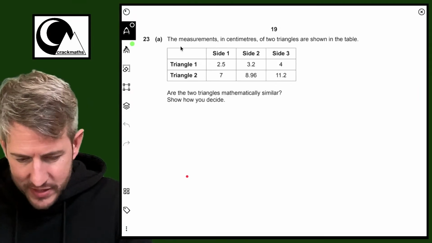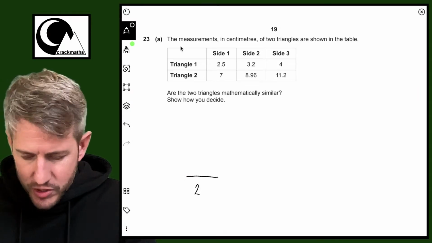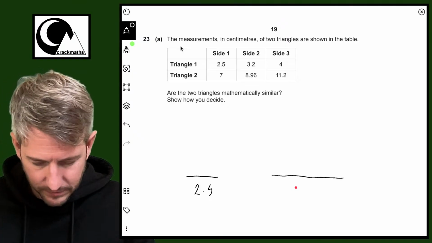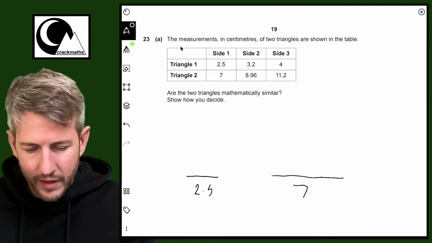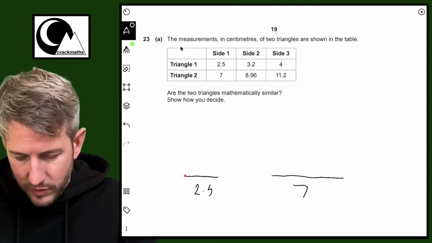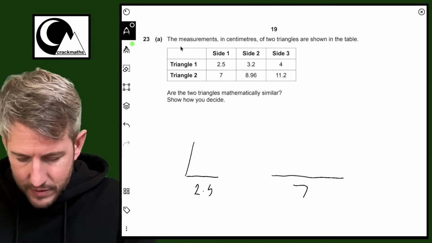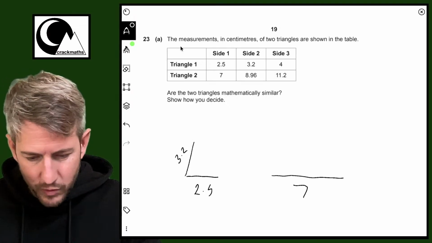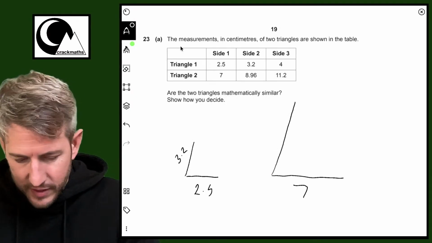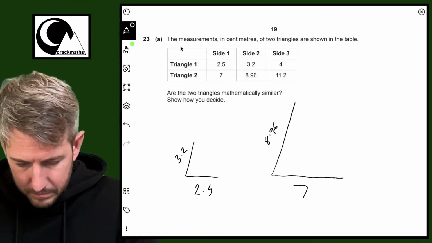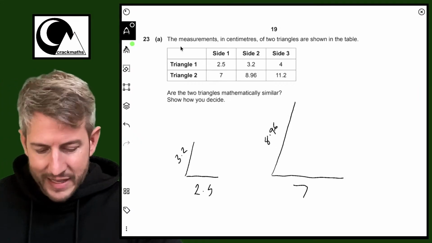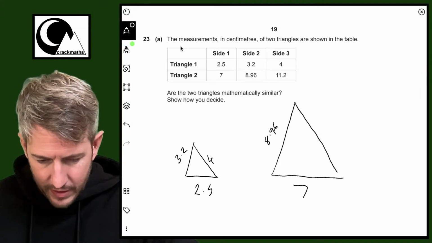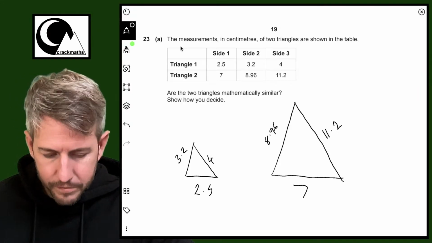So here we go. Side 1 is the shortest. So we've got 2.5 versus 7. Then we've got 3.2, which is a bit longer than that. And then this one is 8.96. And then lastly, we've got this one, which is 4, and this one, which is 11.2.